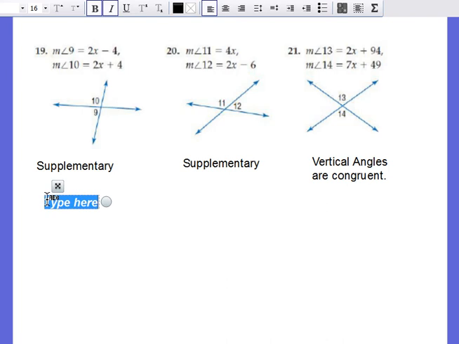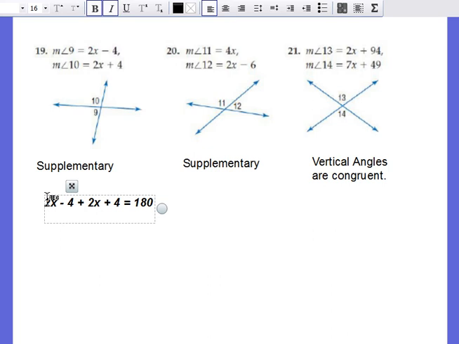Here we put angle 9 and angle 10, their measures equal to 180. So since you know that, you can just put 2x minus 4, which represents angle 9, plus 2x plus 4 is equal to 180. And then from here, you just work this out. In other words, you combine like terms.